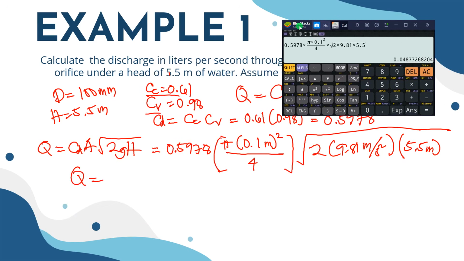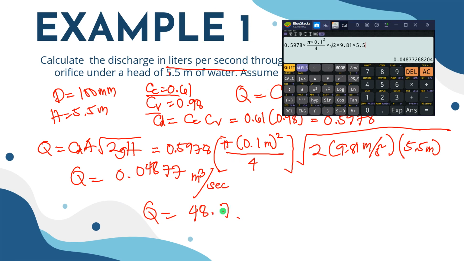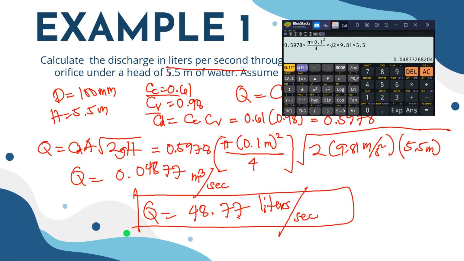0.04877, that's in cubic meters per second. So let's convert that to liters per second. Just multiply by 1000, that will be in liters per second. That's 48.77 liters per second. So that's the answer for example number 1.